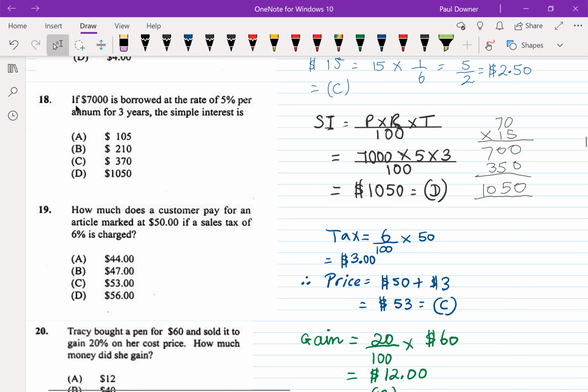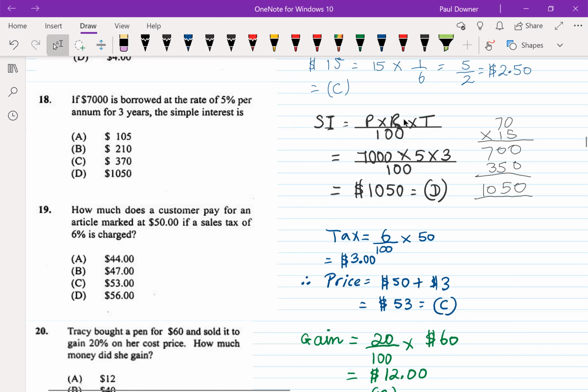All right. So in number 18, if 7,000 is borrowed at the rate of 5% per annum for 3 years, what is the simple interest? Well, you have to remember the simple interest formula, right? Which is very easy. Simple interest is principal by rate by time over 100. Remember that the time must be in years, right?